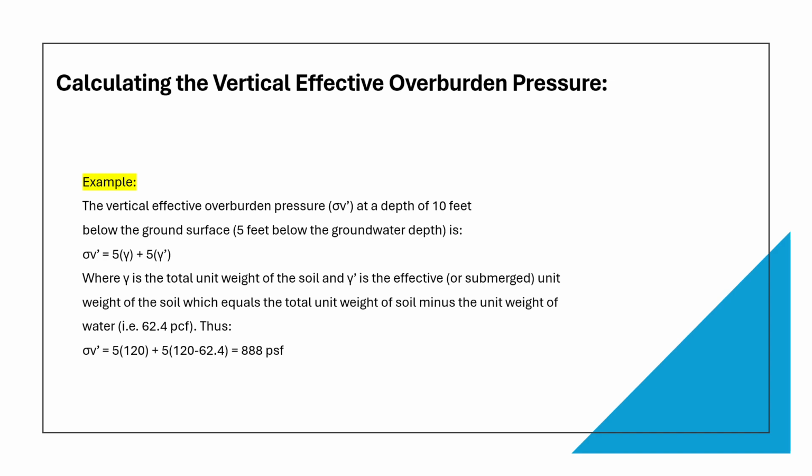5 times gamma plus 5 times gamma prime. The gamma is the total unit weight of the soil and gamma prime is the effective or submerged unit weight of the soil, which equals the total unit weight of the soil minus the unit weight of the water. Thus, if you replace those values in the formula, the answer will be 888 PSF, or pounds per square foot.